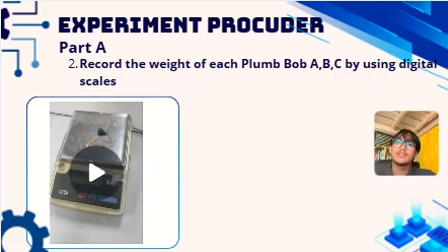Secondly, we have to record the weight of each plumb bob A, B, and C by using a digital scale. After we are done with our measurement, the measurements shown on the digital scale will be jotted down into the experimental data sheet.